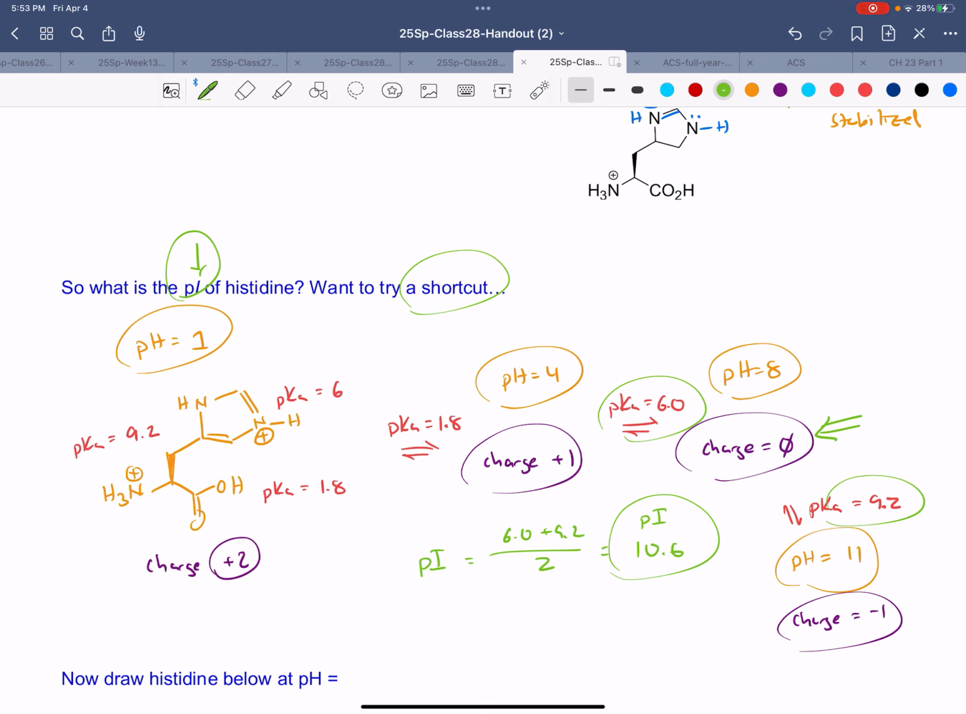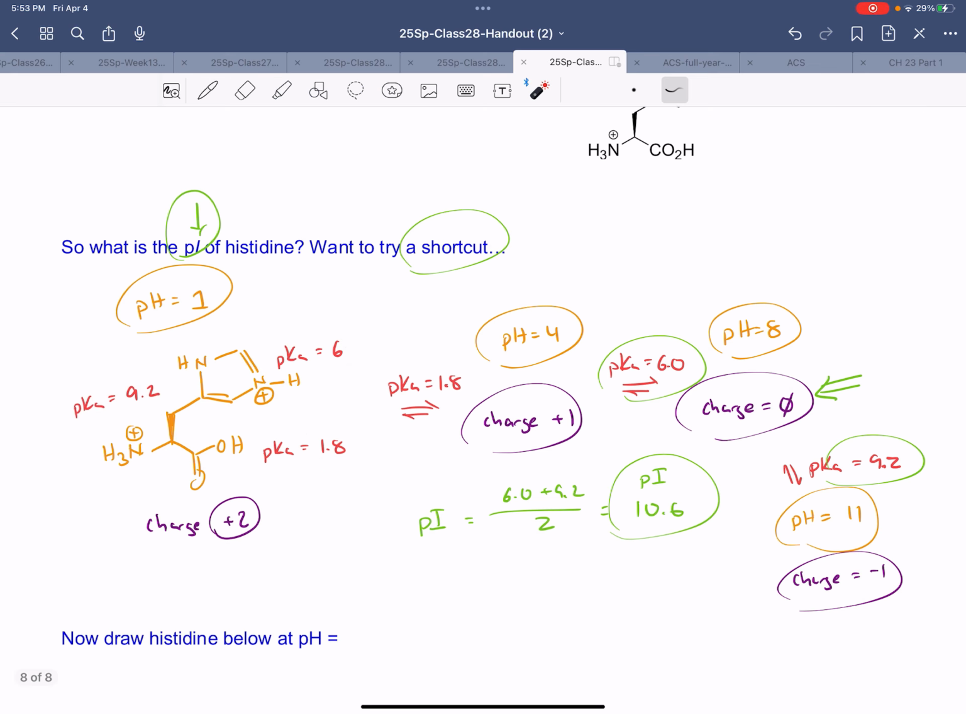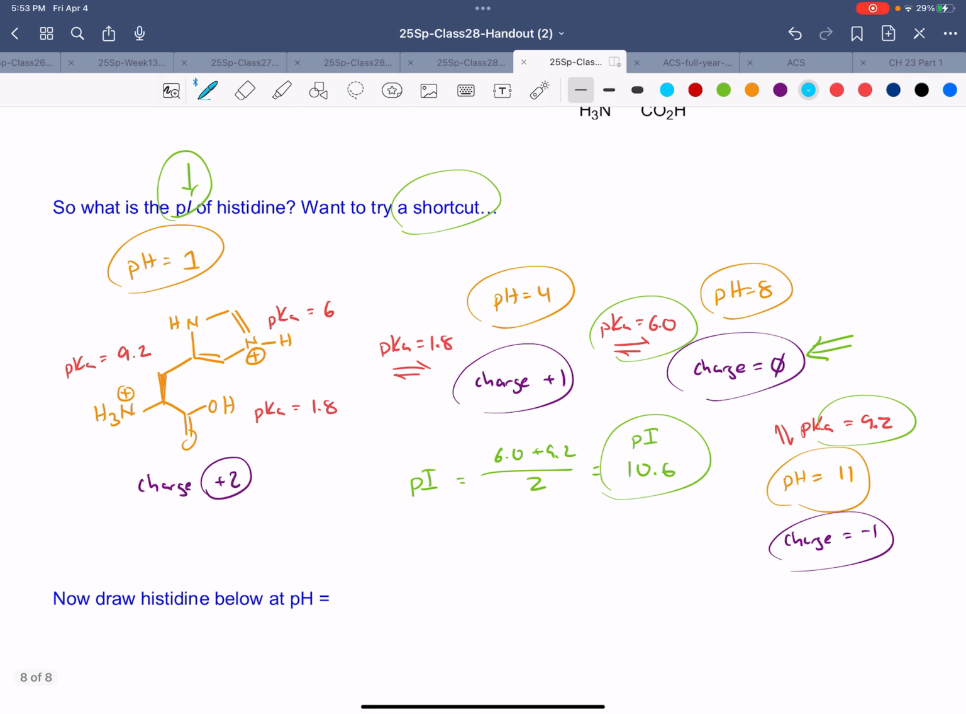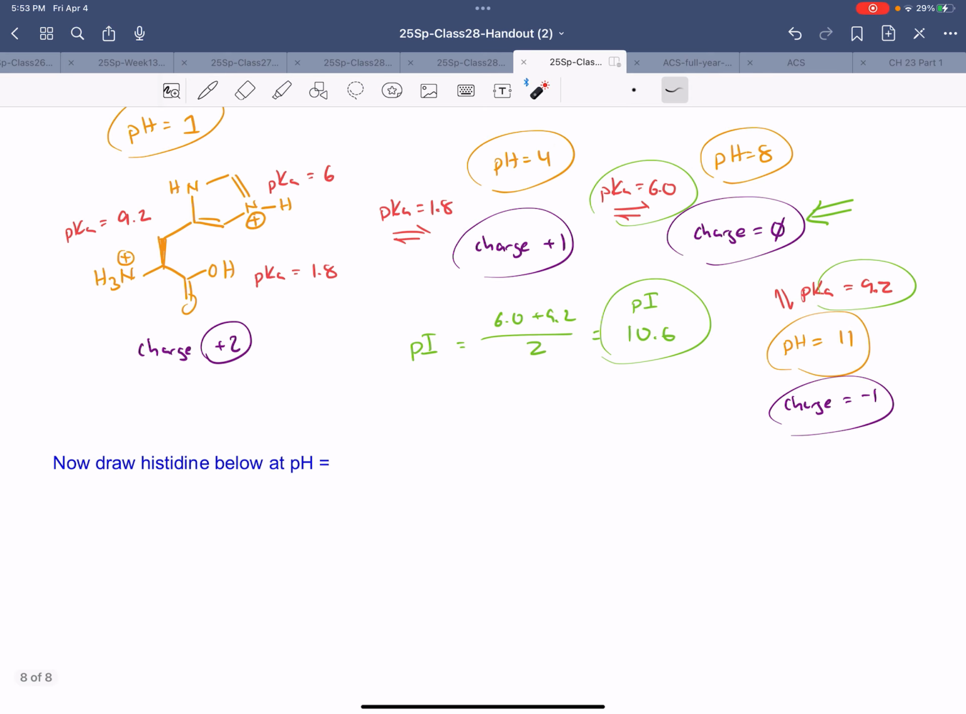The shortcut is I'm not drawing all the structures. I am a little bit unsteady picturing it in my head, so I draw the first structure so I could refer to it as I strip off hydrogens as I cross over the pKa's. You will still need to know how to draw the structure. So between pH 1, 4, 8, and 11, let's pick 4. Let's pick the next one.